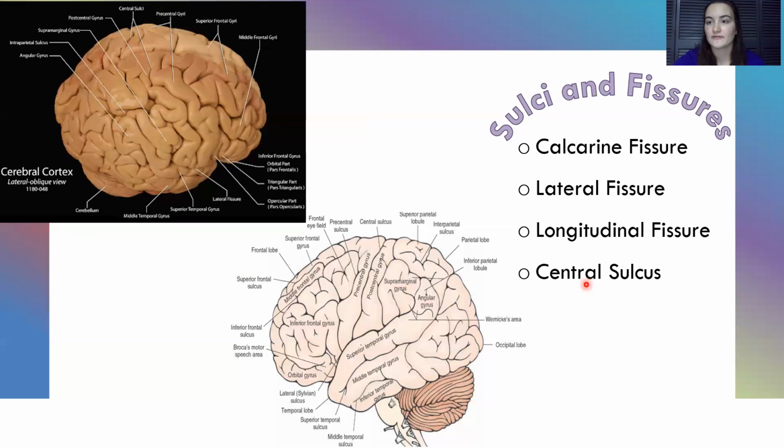And then the last sulcus or fissure that we're going to cover is the central sulcus. So no surprise, it's in the center of the brain. It goes in between the precentral gyrus and the postcentral gyrus. It's right here. And so where this is the longitudinal, the central sulcus is this way.